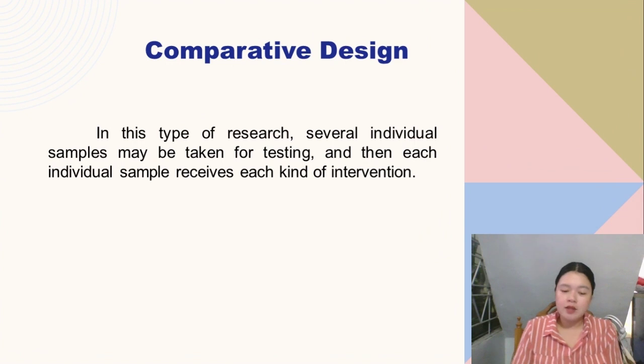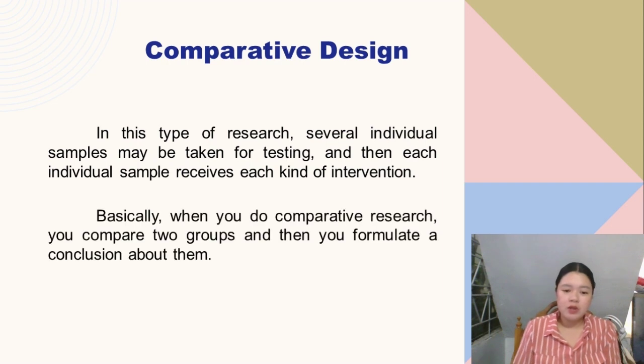Comparative design. An experimental design can adopt a comparative design. In this type of research, several individual samples may be taken for testing, and then each individual sample receives each kind of intervention. Observations achieved for each sample are compared to determine if there has been a change in the dependent variables being tested. Basically, when you do comparative research, you compare two groups and then you formulate a conclusion about them. For example, you may employ different mineral acids to extract nickel from nickel laterite ores.